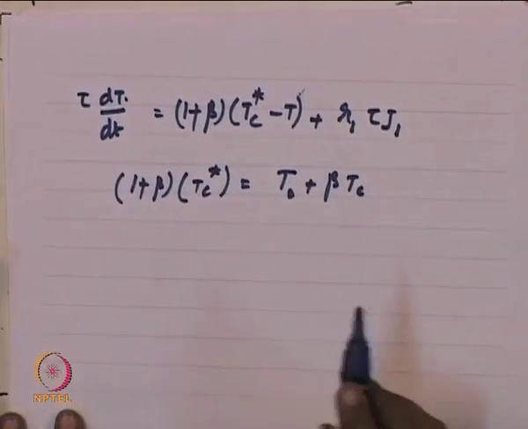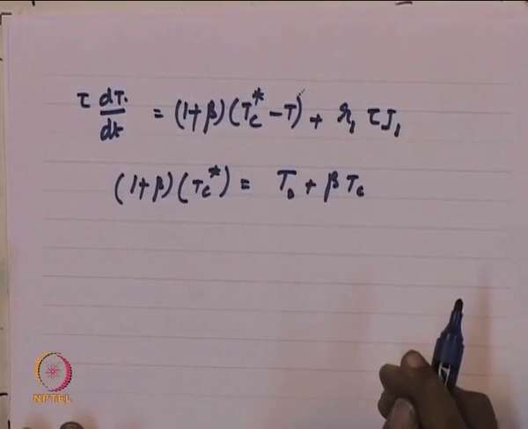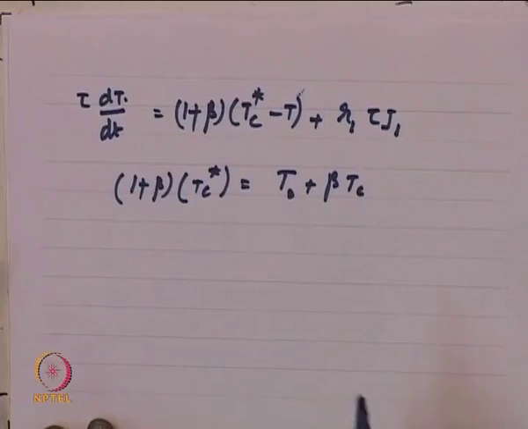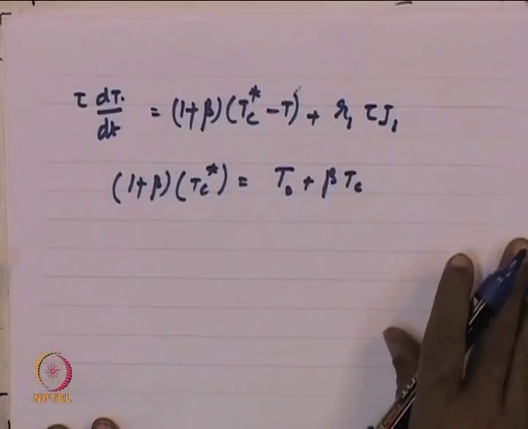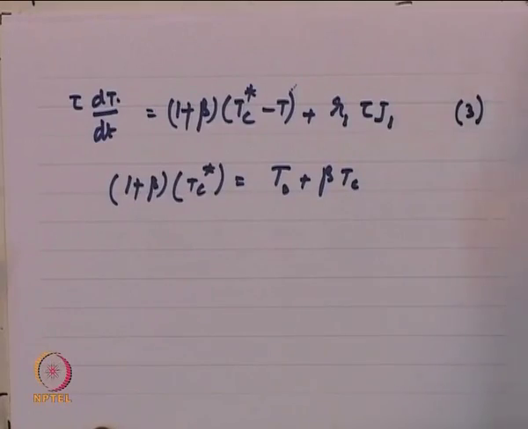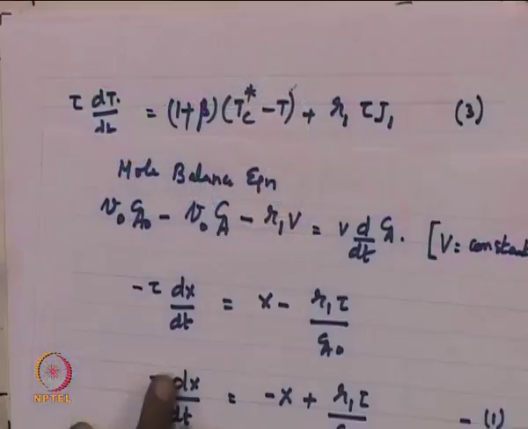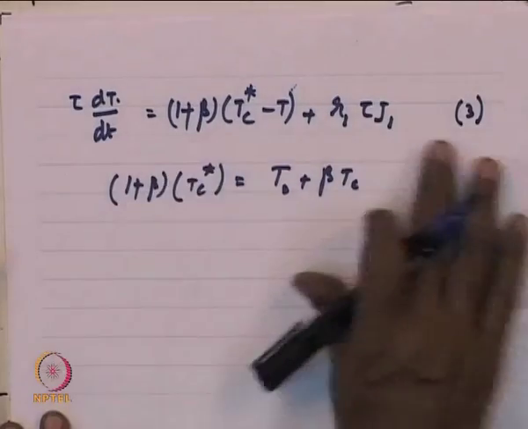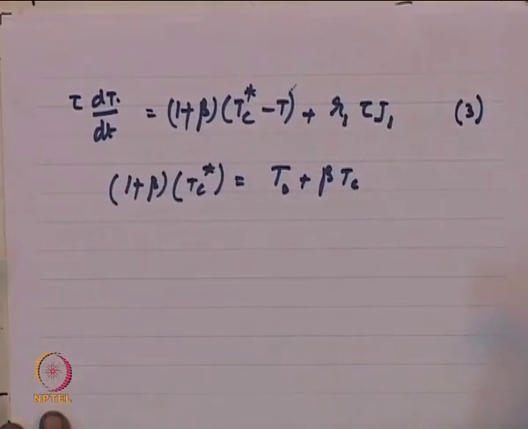The advantage of looking at it like this is that given T naught and beta, you know what is T_c star. So, this is equation number 3. All right. Let us just recall that our equation number 1 is this, tau dx/dt is this, equation number 2, equation number 3 is this. Essentially, our stirred tank is described by these two equations, equation 3 and equation 1.